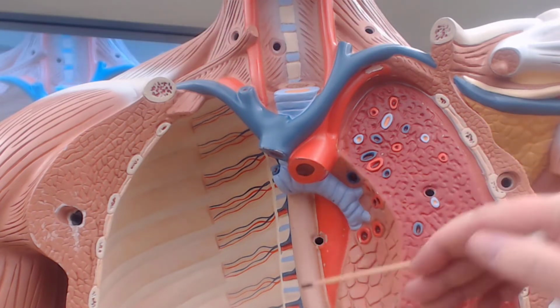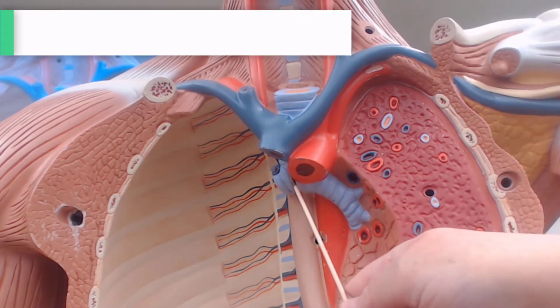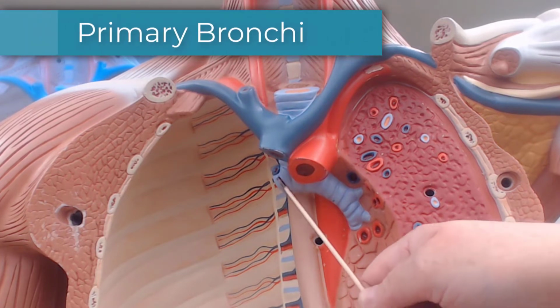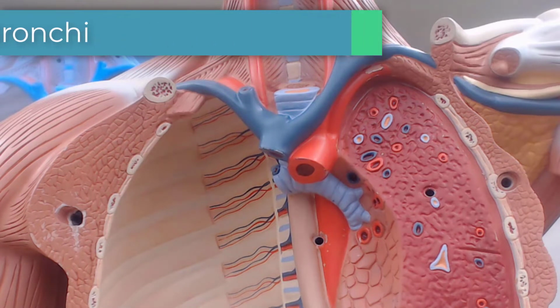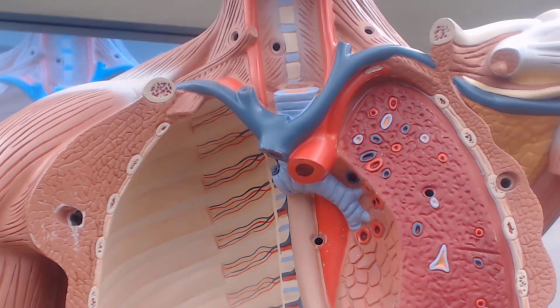At this point here, the trachea splits. The trachea is going to split into the right and left primary bronchi. Bronchus would be singular, bronchi would be plural. So the right and left primary bronchi.